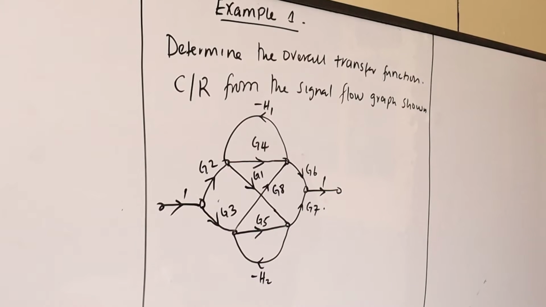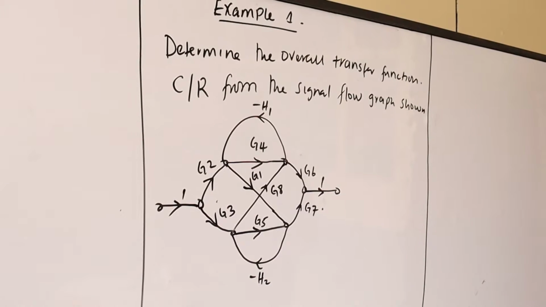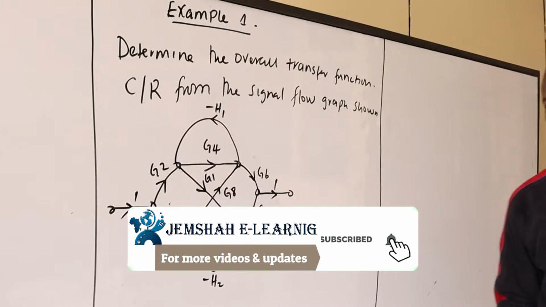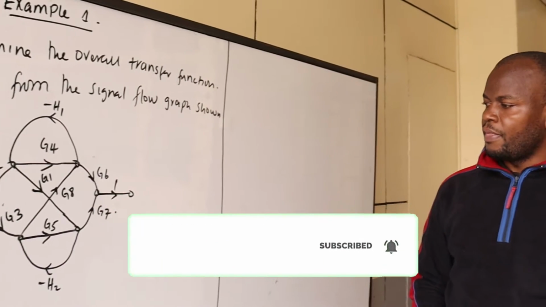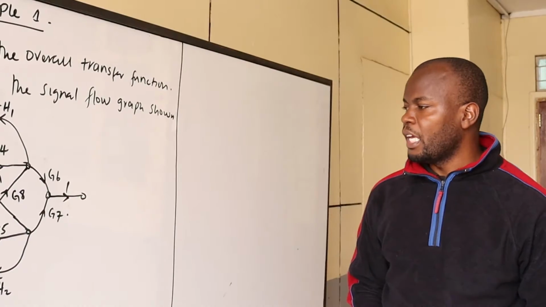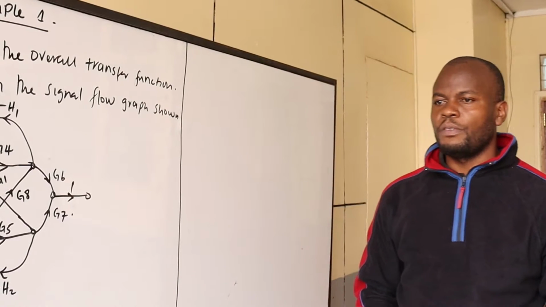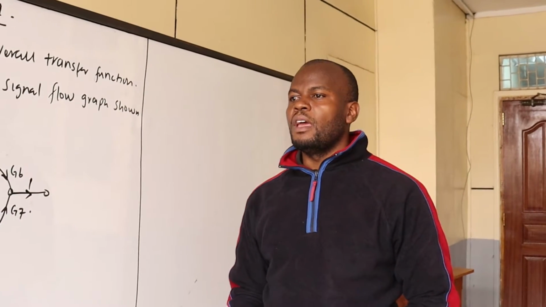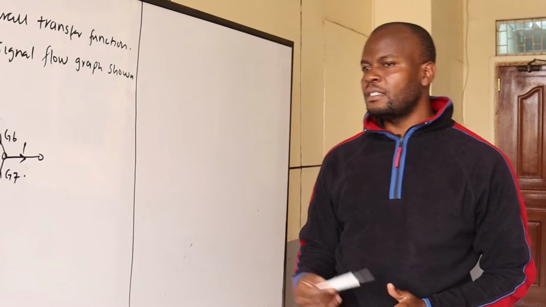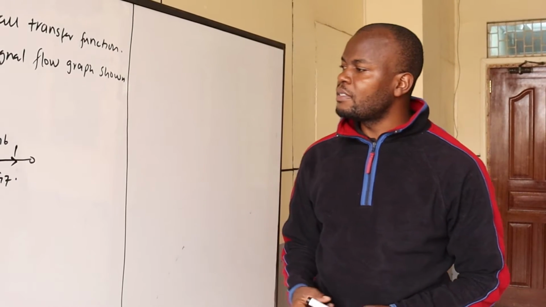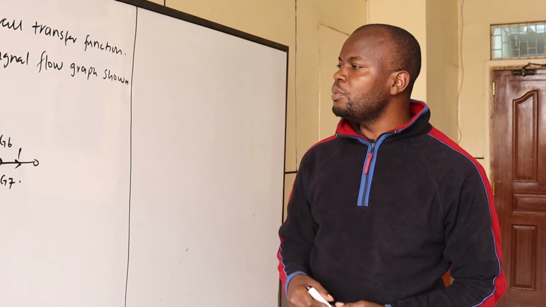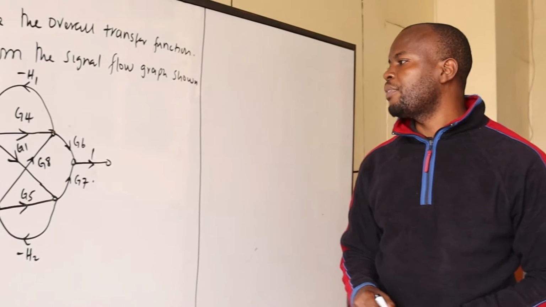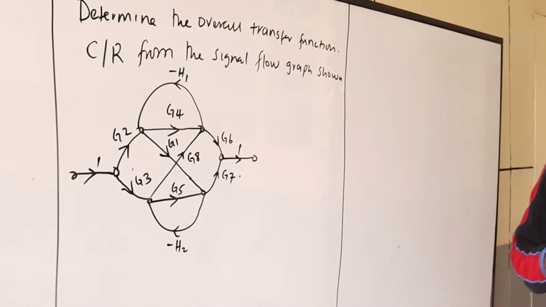In this case we are not going to use the block diagram reduction method, but rather the inspection method, which is the application of Mason's gain formula, to determine the transfer function. The first thing we are supposed to do is identify all the forward paths. As a reminder, forward paths are paths that start from the input and go to the output, and they should not traverse a path more than once.